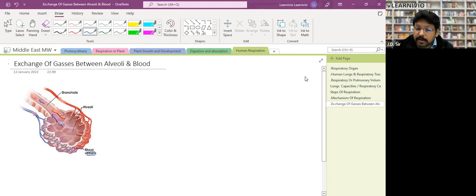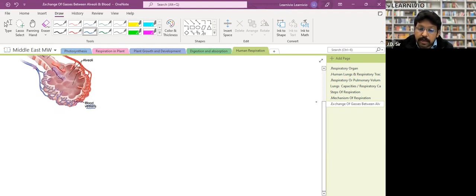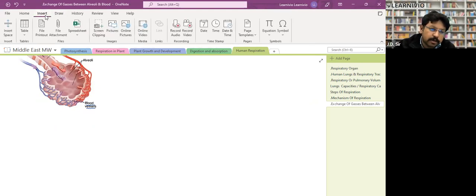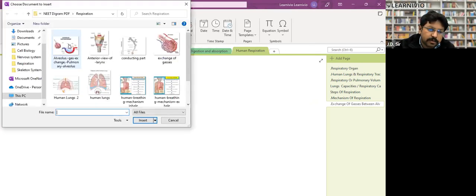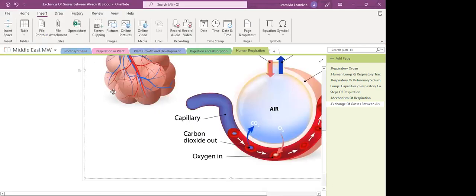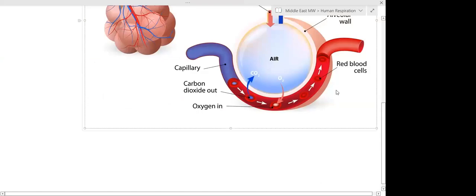I will show you one more diagram, and then I will draw a diagram for you. Then it will become crystal clear for you. So again, there is one more diagram.